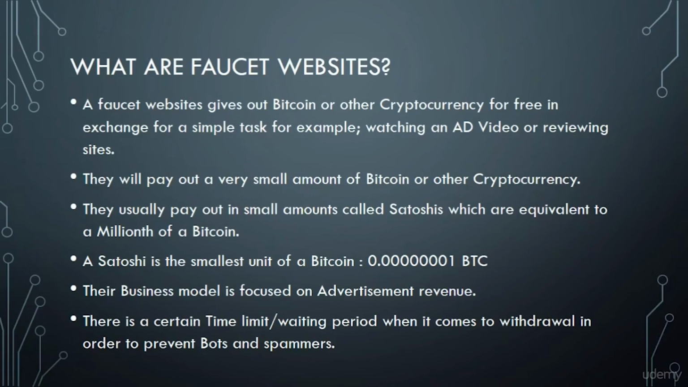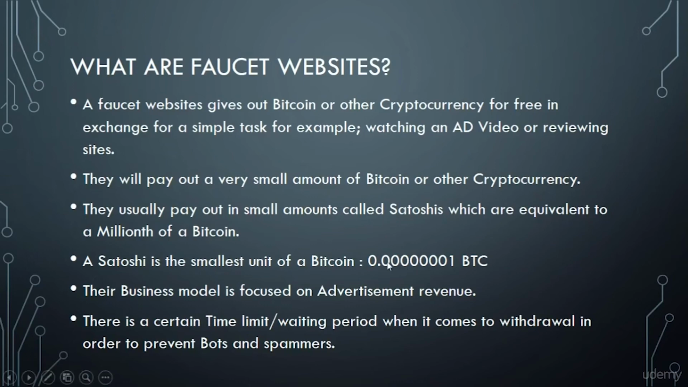Now, most of these faucet websites will pay out a very small amount of Bitcoin or other cryptocurrency. They usually pay out in small amounts called satoshis. For those of you who don't know what a satoshi is, it's the smallest unit of a Bitcoin, and it's equivalent to a hundred millionth of a Bitcoin. As you can see, it's about 0.00. Basically, you get a tiny fraction of a Bitcoin. So it's very little.